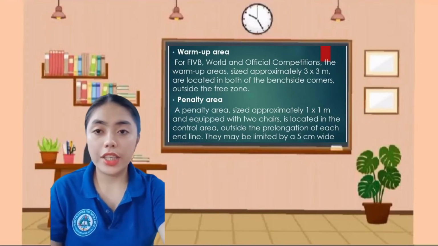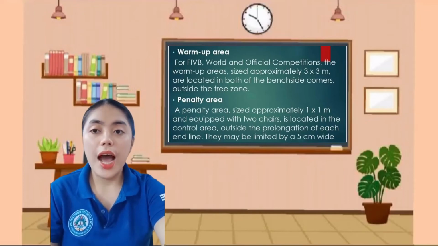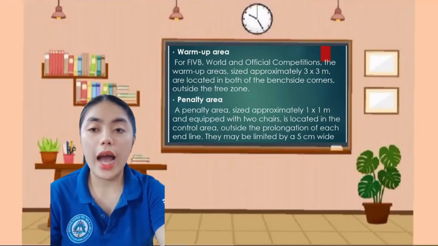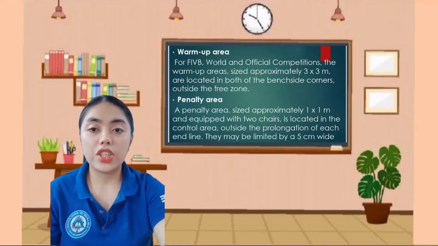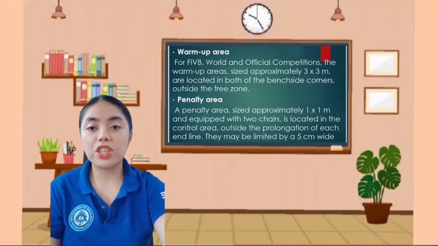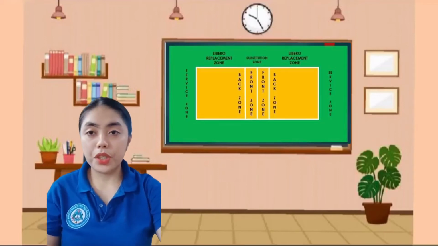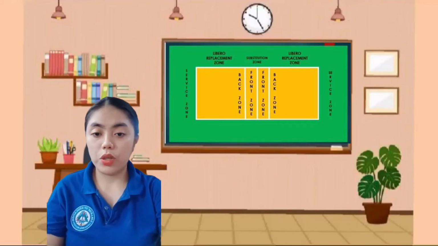A penalty area, approximately 1 by 1 meter and equipped with 2 chairs, is located in the control area outside the prolongation of each end line. They may be limited by a 5 cm wide red line. Take a look at the picture and you can take a picture if you want.